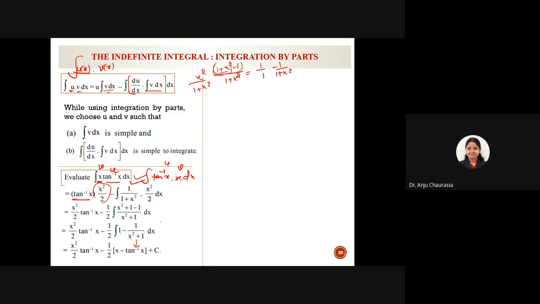This is not u into v. This is this integration into this integration. Integration of 1 is x. Integration of 1 by 1 plus x square is tan inverse x, so x minus tan inverse x. Okay, so this is the integration by parts.